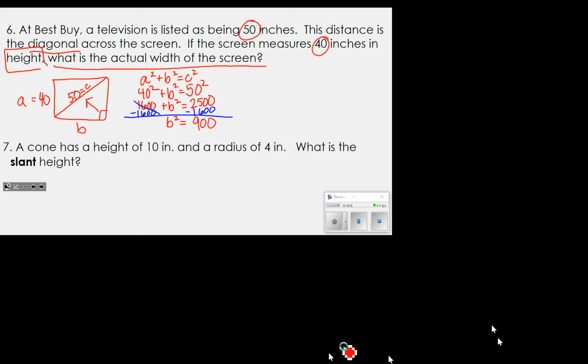Well, I'm not looking for the area off of side B. We're looking for B, the length. So we're going to square root, and cancel. And that means B is going to equal 30. So the width of this screen is 30 inches.